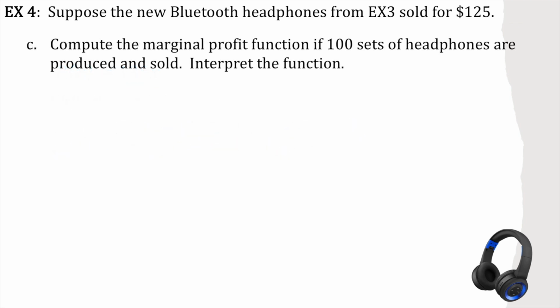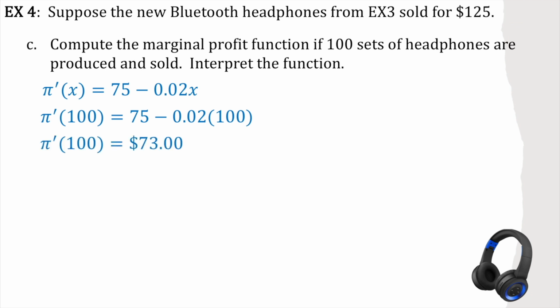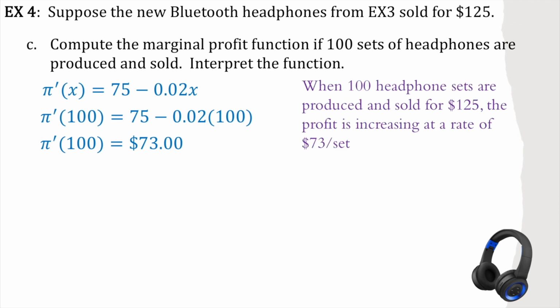Compute the marginal profit function if 100 sets of headphones are produced and sold, and then interpret that. So if we take the derivative of my profit function, we get 75 minus 0.02x. If you plug in 100, that gives you about $73. What does that mean? When 100 headphone sets are produced and sold for $125, the profit is increasing at a rate of $73 per set.